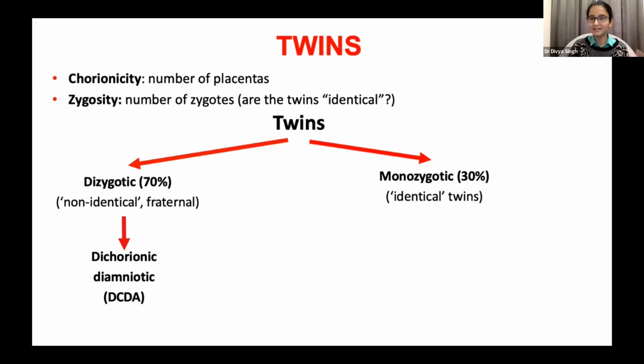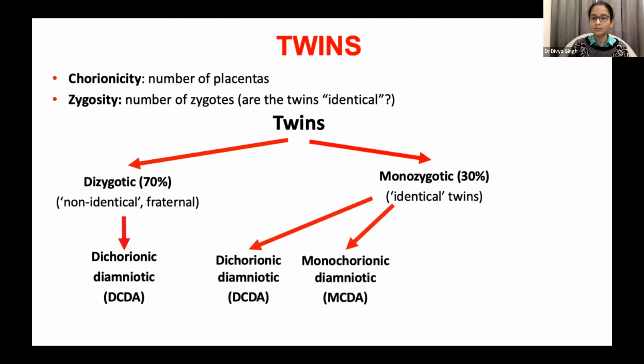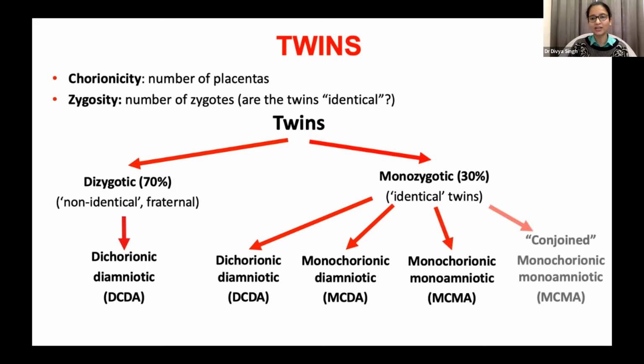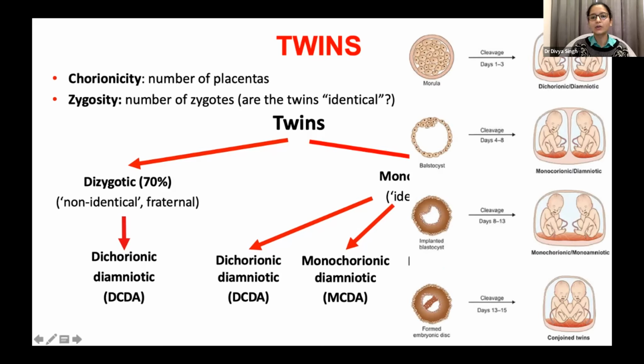Though they come from a single zygote and are identical in their genetic makeup, they can be dichorionic diamniotic, monochorionic diamniotic, monochorionic monoamniotic, and conjoined. Because in these cases, the chorionicity is determined by the day at which there is cleavage of the zygote. If the zygote cleaves early, there would be formation of fetuses with two separate placentae, that is dichorionic diamniotic twins. And if the zygote cleaves late, at the stage of formed embryonic disc, then we would have conjoined twins. So monozygotic twins can be dichorionic, or monochorionic.